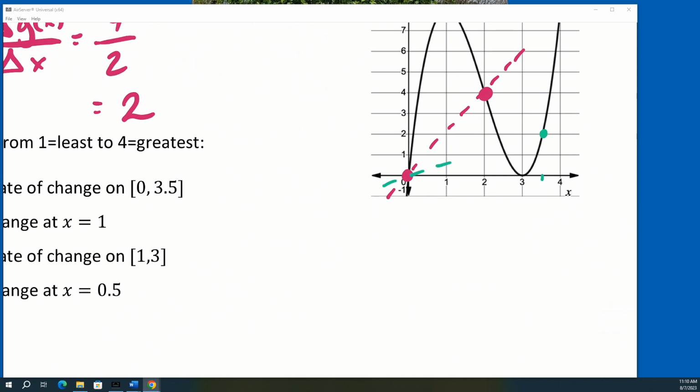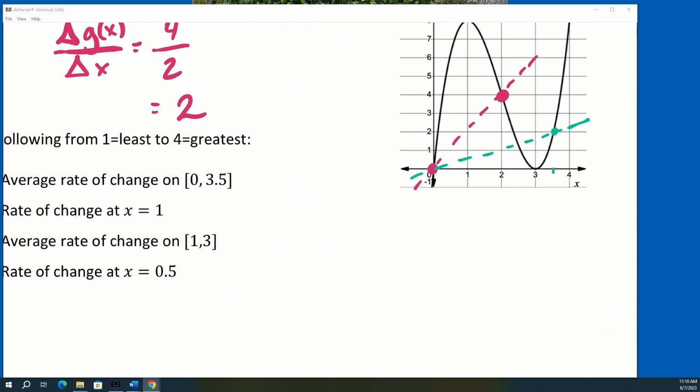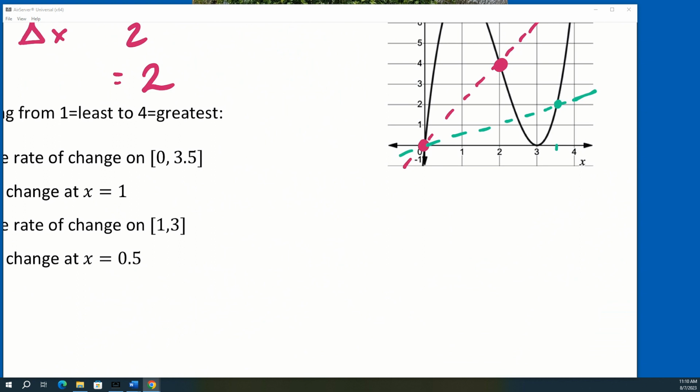So I'm just going to draw a little secant line. So if you were going to describe that, would you say it's a positive or negative slope? Positive. Would you say it's steep or not very steep? Not steep. That's all I want you to do on this.